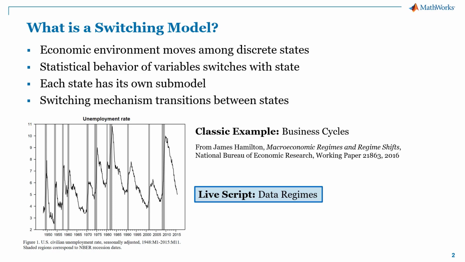So to begin, what is a switching model and why would you want to build one? Switching models are typically used to describe data that comes from an economic environment that seems to be shifting among different modes of operation, which we call states or regimes. The data in each of the states has its own distinct statistical characteristics.